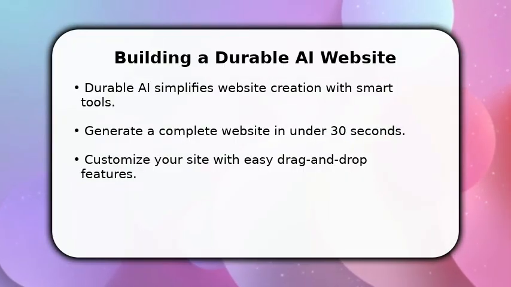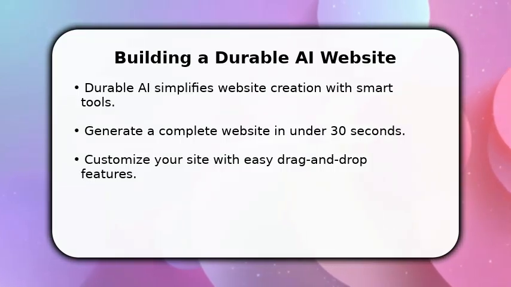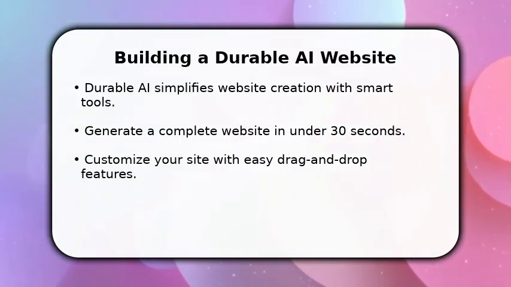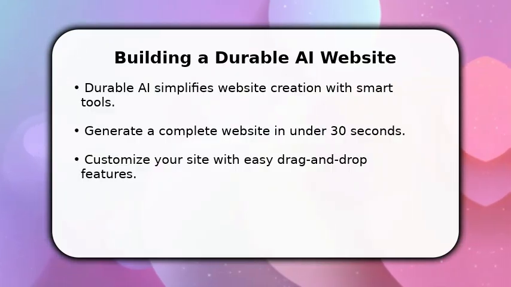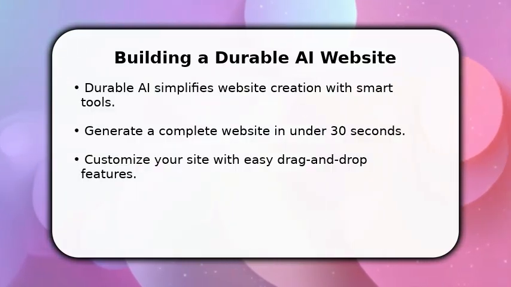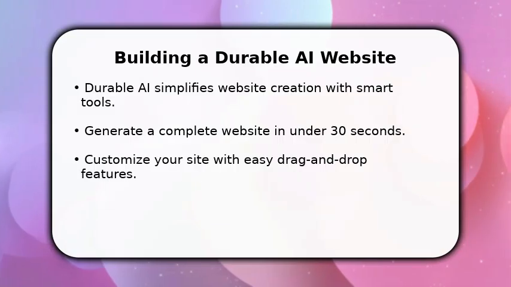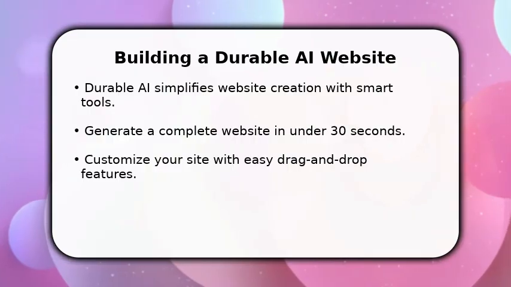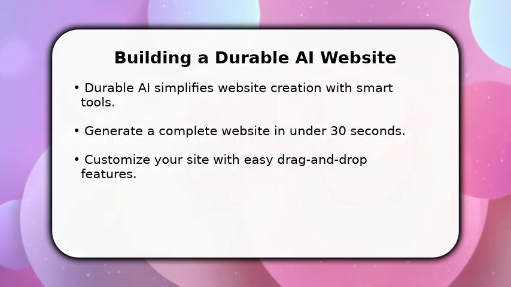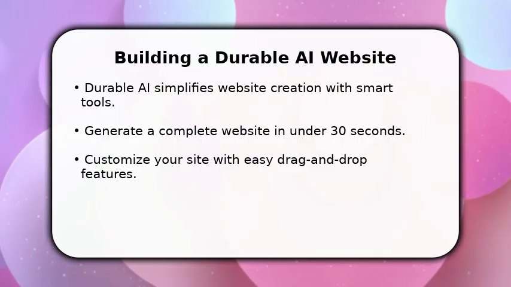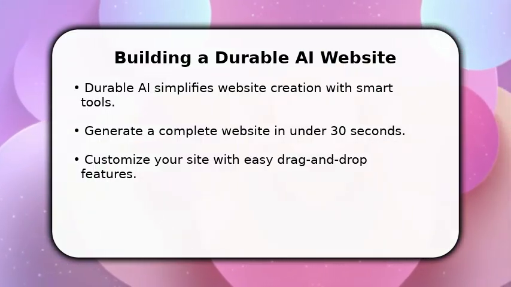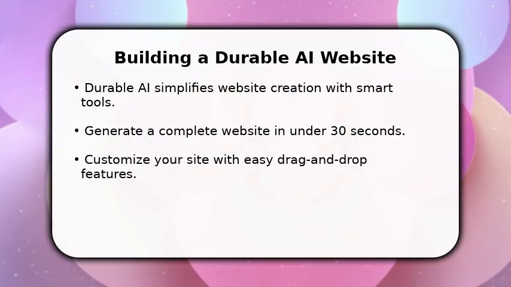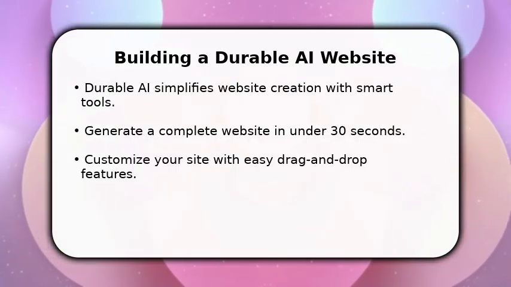In this video, I will explain how to make a website on Durable. First, navigate to the Durable AI website builder. You'll be prompted to enter your business type and location. Durable's AI will then instantly generate a complete website for you, including content and images. This initial setup takes less than 30 seconds, providing a strong foundation for your online presence.